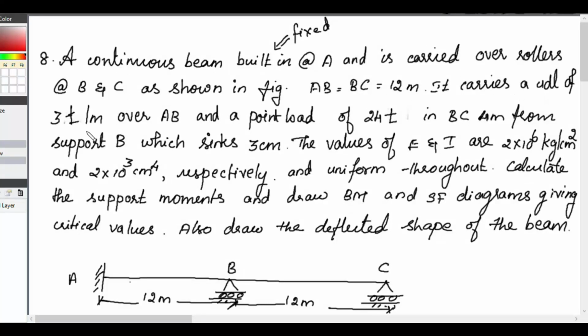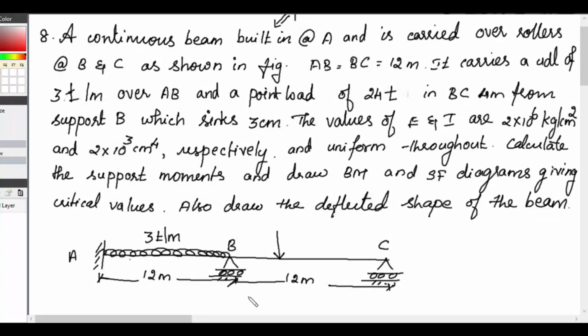It carries a UDL of 3 tons per meter over AB. So over AB we have a UDL of 3 tons per meter and a point load of 24 tons in BC 4 meter from the support B. So at a distance of 4 meter from B, we have a point load of 24 tons which sinks 3 centimeter.